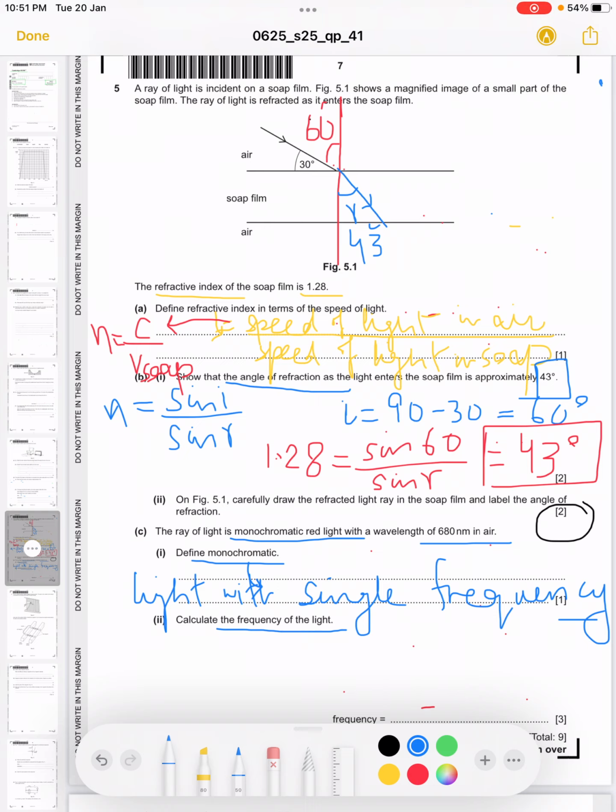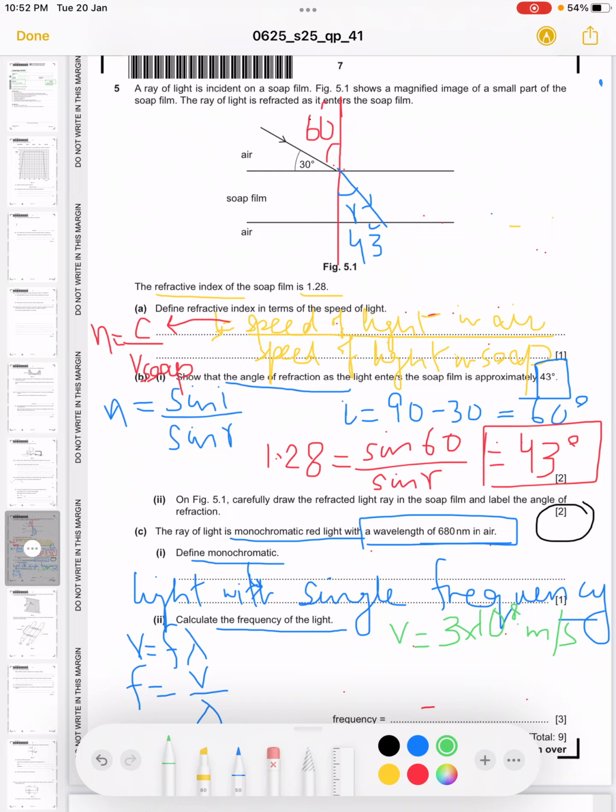Okay. Now the next question is to calculate the frequency of light. So here we need to find the frequency. We will use the formula v equals f times lambda. Lambda is given, the wavelength is given. This is our wavelength, right? And here we need f equals v by lambda. I will explain both the terms. v is basically the speed of light in air, and its value is 3 into 10 raised to the power 8 meters per second.